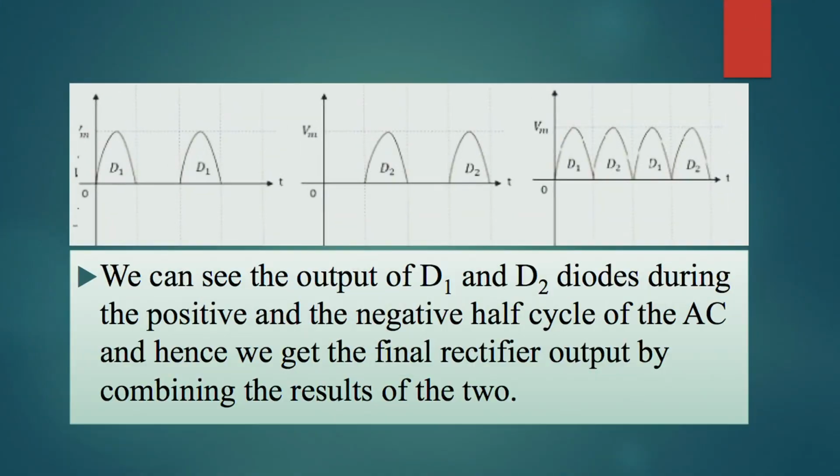Here in this diagram, you can see the output of the D1 and D2 diodes during the positive and the negative half cycle of the AC. And hence we get the final rectified output by combining the results of the two.